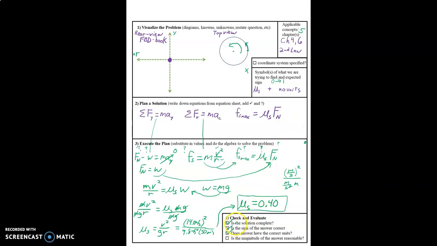Is the magnitude of the answer reasonable? Yes, it is. 0.4 is a number between 0 and 1, which is what almost all coefficients of friction are. You can occasionally have one that's a little bit above 1, but almost always between 0 and 1. All right. All finished.